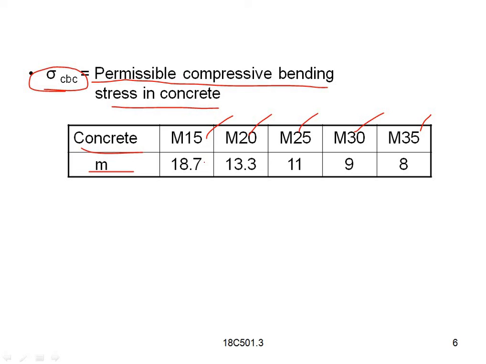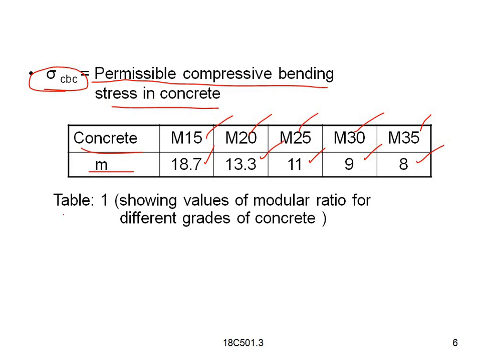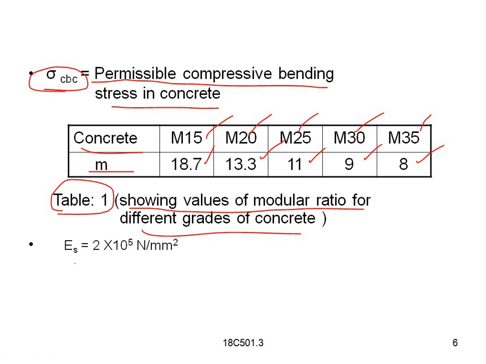For M15 we have to take 18.7. For M20 grade concrete, 13.3. For M25, 11. For M30, 9. For M35, 8. Table 1 shows values of modular ratio for different grades of concrete. ES is 2 into 10 to the power of 5 Newton per mm square.